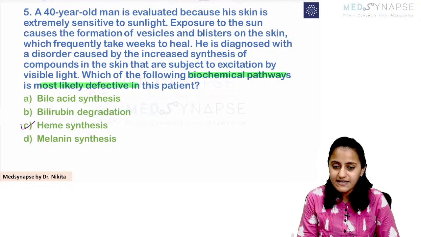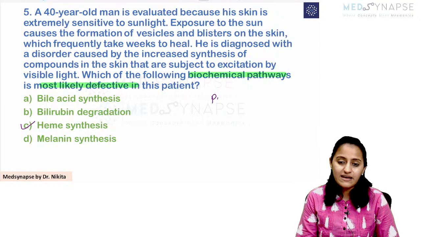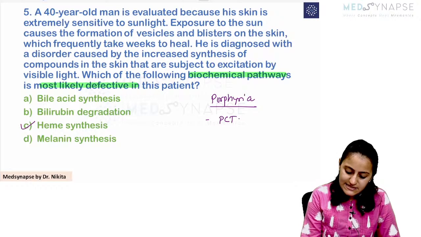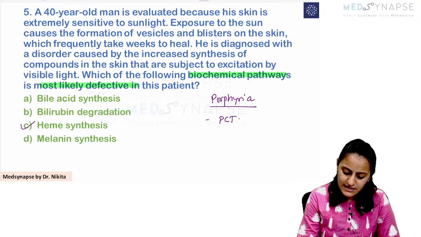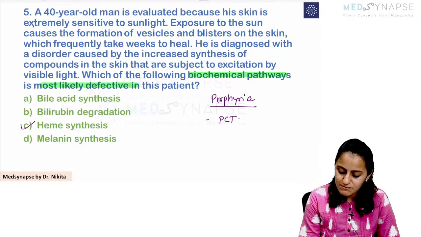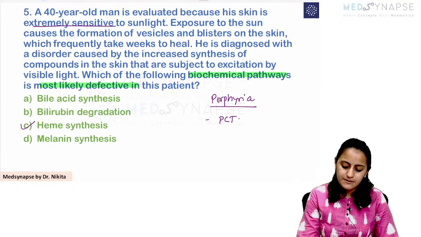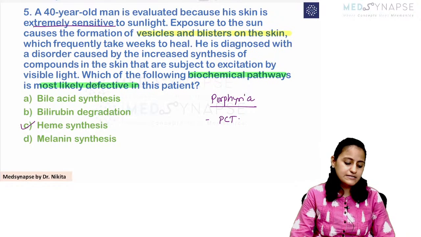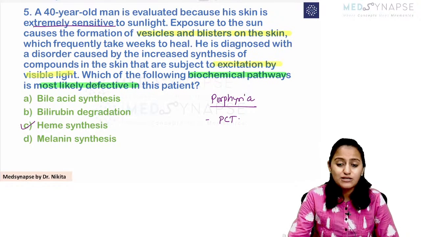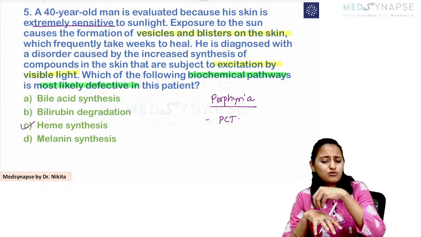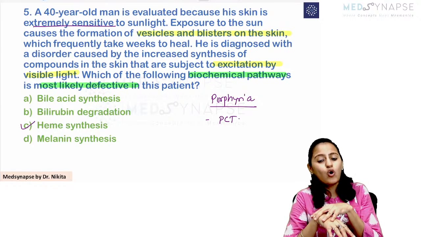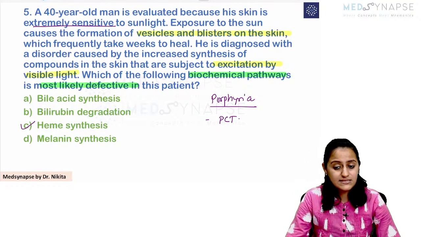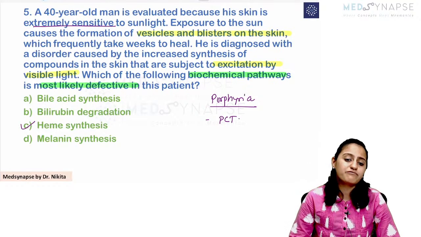This is porphyria. The most common porphyria in adults is porphyria cutanea tarda. So the skin is sensitive to sunlight. Exposure to sunlight gives vesicles and blisters on the skin, due to compounds that are subject to excitation by visible light. This is porphyria cutanea tarda, with the classical image of those blisters and vesicles on the dorsum of the hand, right? So this is heme synthesis, porphyria.